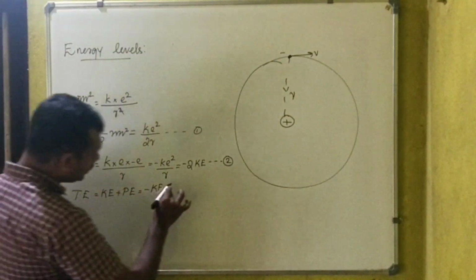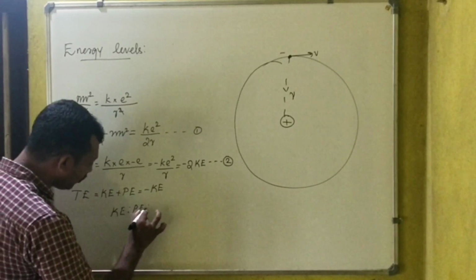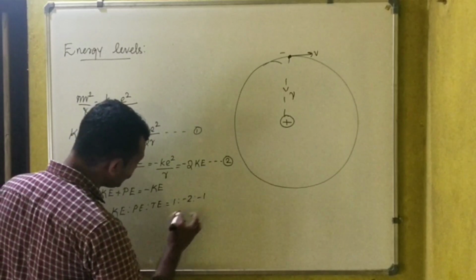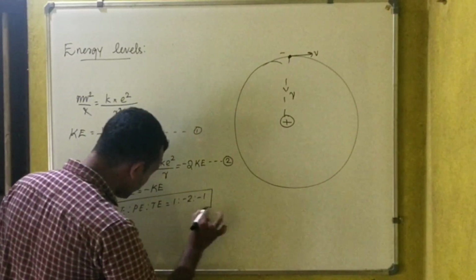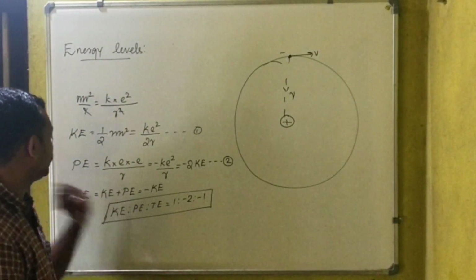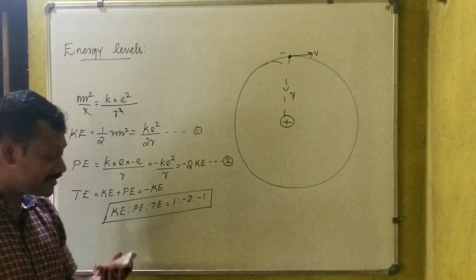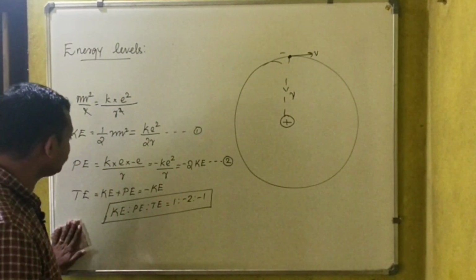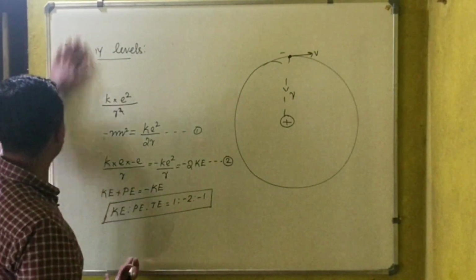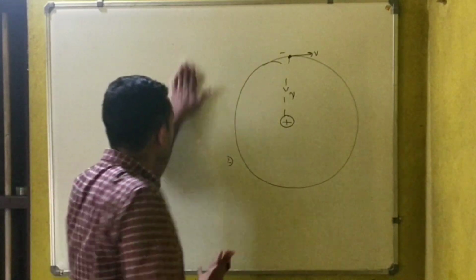Now you have the important equation, the ratio of the kinetic energy to potential energy to total energy, as you studied in gravitation, 1 is to minus 2 is to minus 1, right? So that is the reason why we say that Rutherford's atom model is also called the planetary model of atom. So we will now discuss example number 12.3.